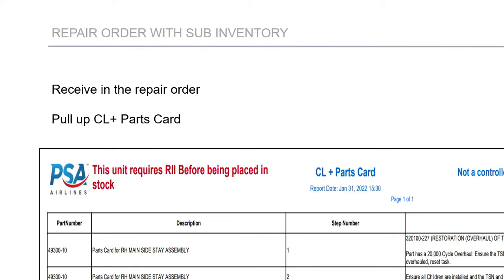It shows the restoration that is due at 20,000 cycles, and it tells you to ensure that the TSN and CSN for the side stay are correct using the 8130. Also, it tells you to ensure that all children are installed and the TSN and CSN for the children are correct using the 8130.